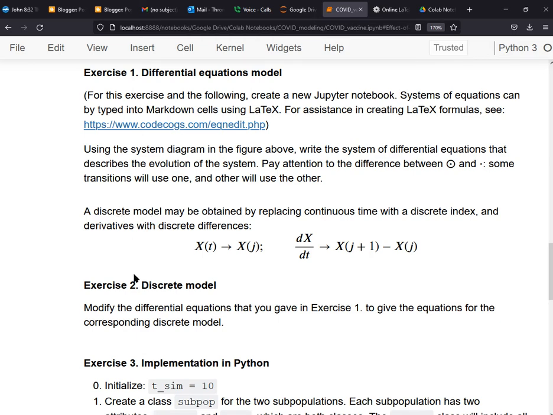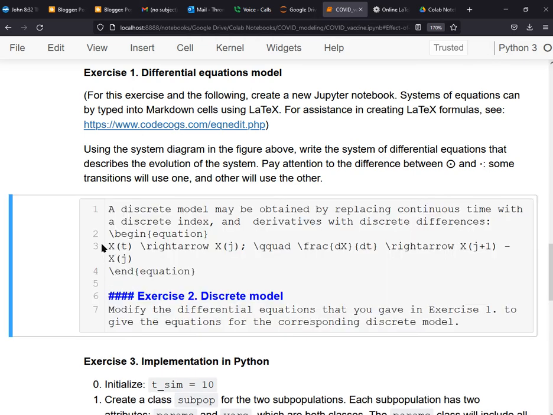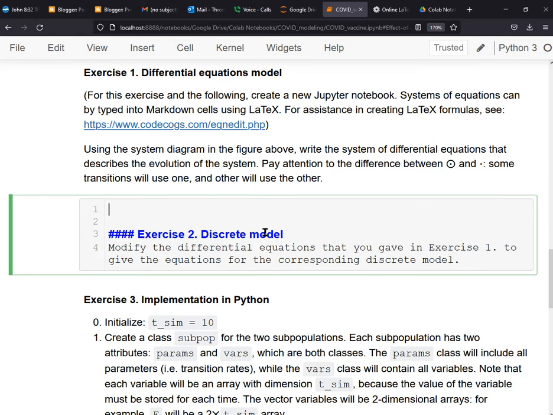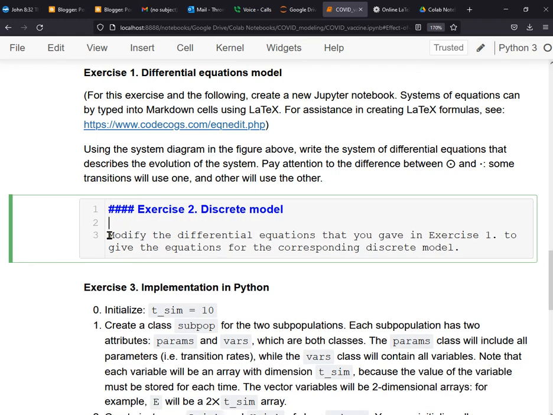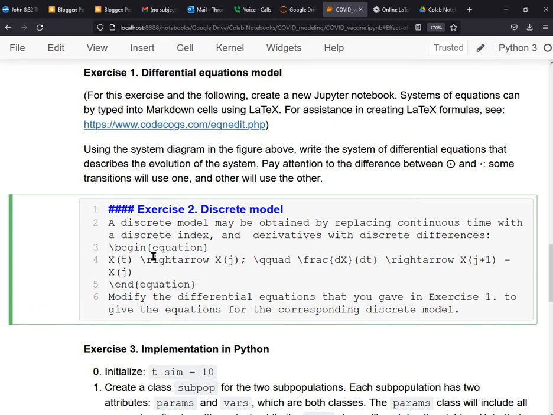So here, let me change this a little bit. I want to make this clear. I'll put this like this, so you can see what's going on here. Now you can see here how to do an equation. You can use begin equation and end equation. That's another way instead of using the double dollar sign. So we'll do it like this.